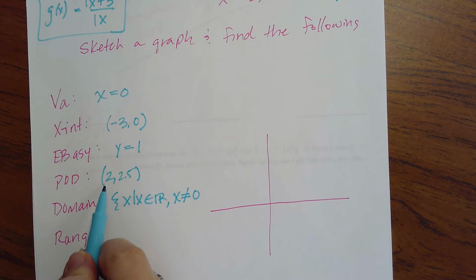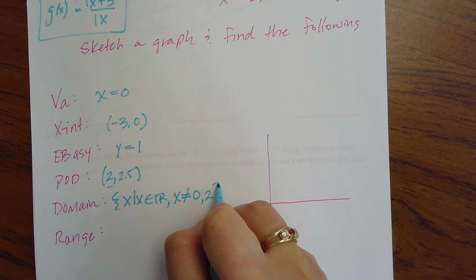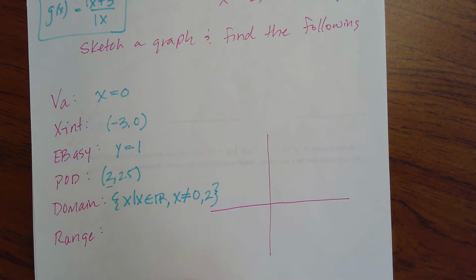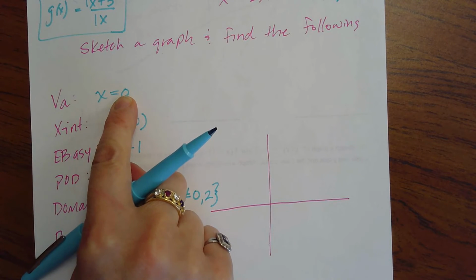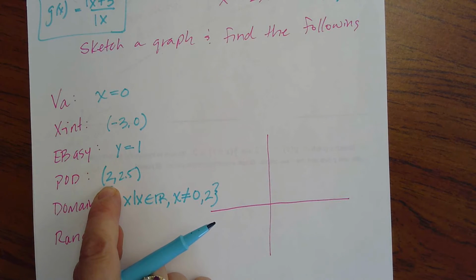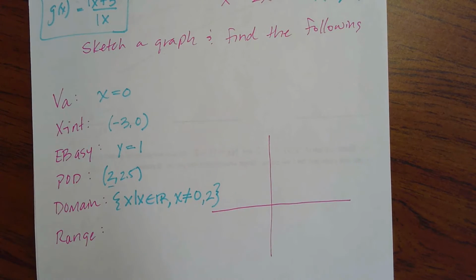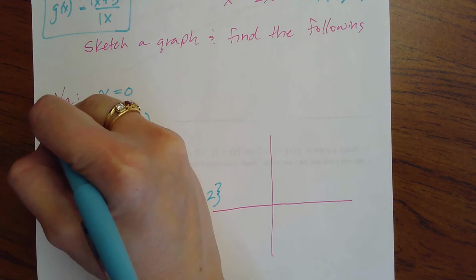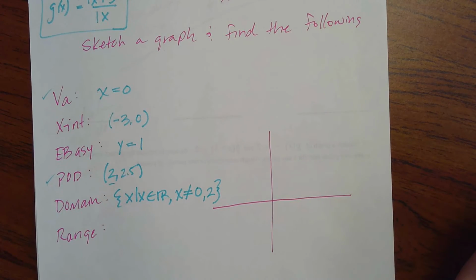But because you have a point of discontinuity, you have to exclude the x value of your point of discontinuity as well. So we're going to exclude 0 because it's a vertical asymptote, and then we're also going to exclude 2 because it's the x value of my point of discontinuity. So these are the two exceptions or areas of my graph, with the vertical asymptote and the point of discontinuity, where the function is undefined.